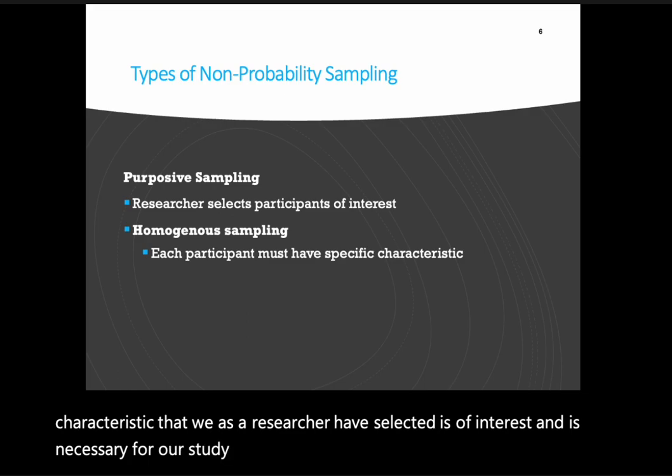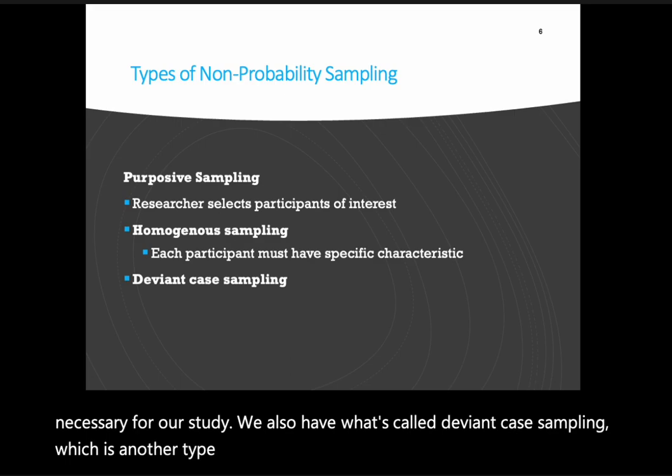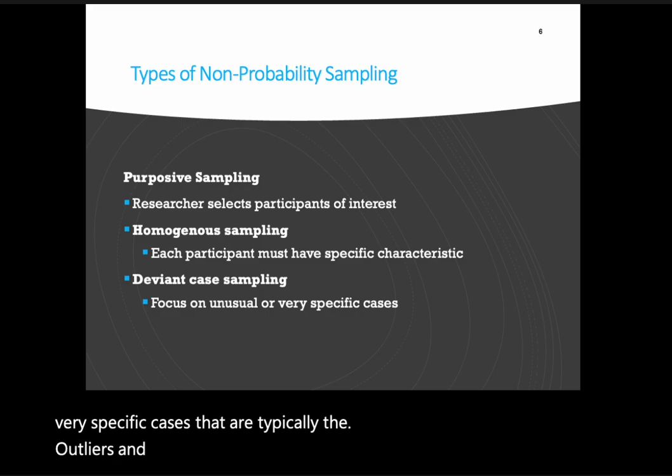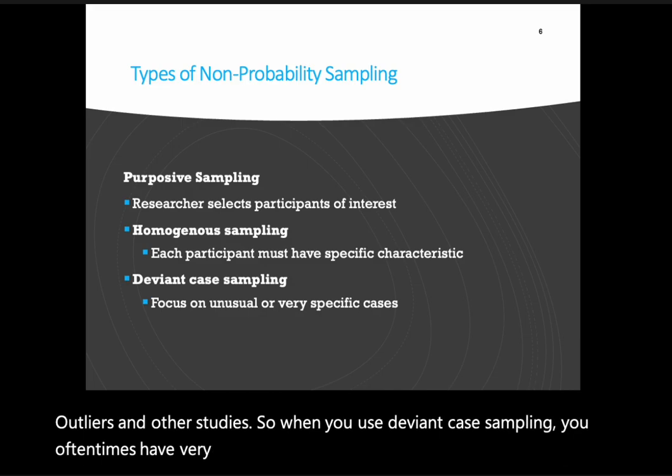We also have what's called deviant case sampling, which is another type of purposive sampling, which focuses on unusual or very specific cases that are typically the outliers in other studies. So when you use deviant case sampling, you oftentimes have very small sample sizes because you are looking at a very small set of people.